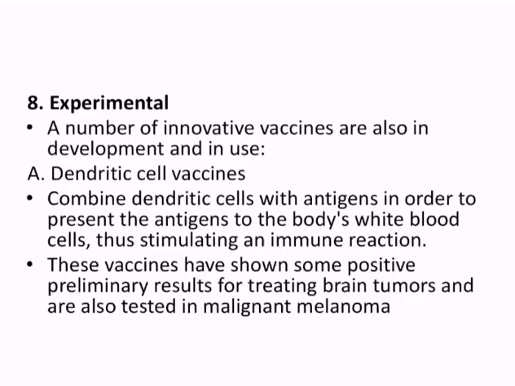About RNA vaccines. And then experimental vaccines: a number of innovative vaccines are also in development and in use. Example number one, dendritic cell vaccines. These combine dendritic cells with antigens in order to present the antigen to the body's white blood cells, thus stimulating immune reactions. These vaccines have shown some positive preliminary results for treating brain tumors and have also been tested in malignant melanoma.